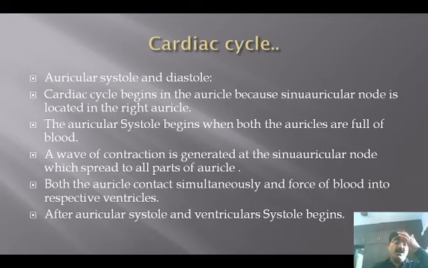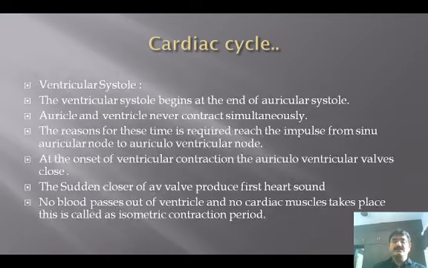After the auricular systole, the ventricular systole begins. The ventricular systole begins at the end of the auricular systole. Auricles and ventricles never contract simultaneously. The reason is that time is required for the impulse to reach from the sino-auricular node to the auriculo-ventricular node.